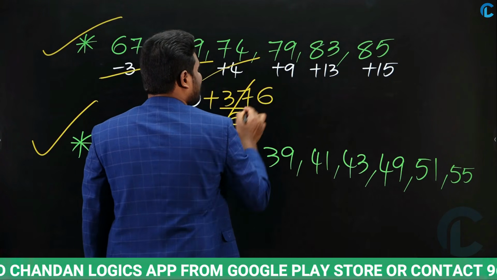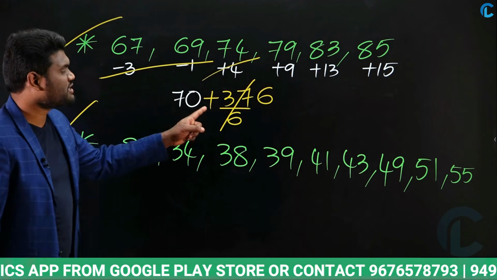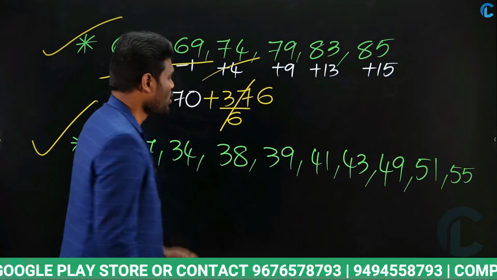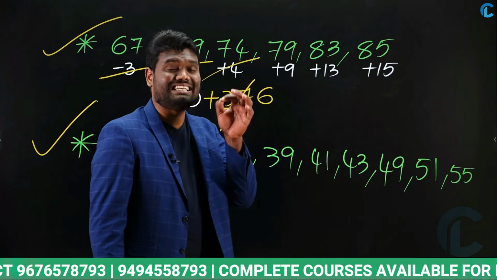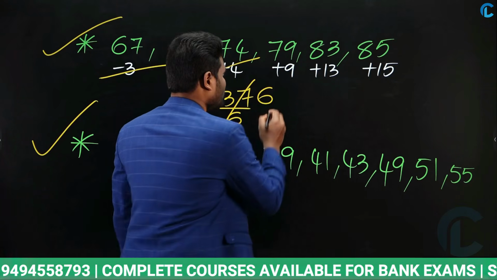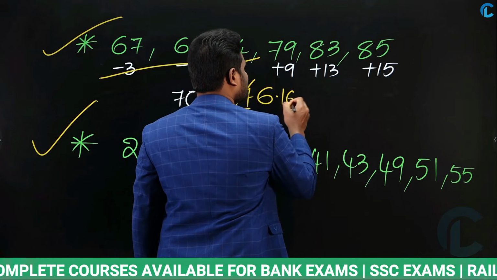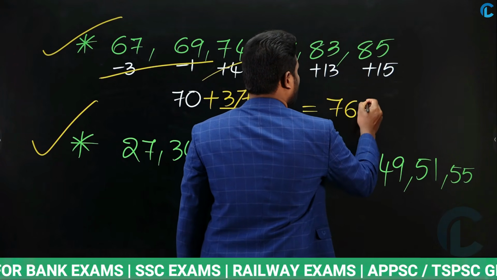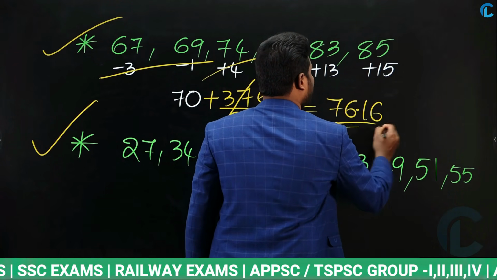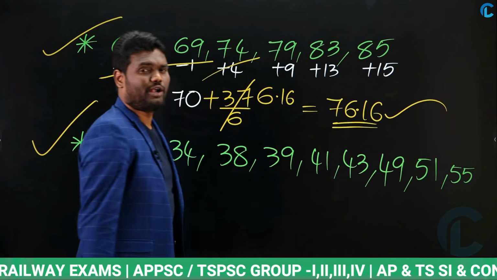Cancel it. 6 times 6 is 36. And how much remainder? 1 remainder. 1 by 6, we have already discussed in percentage. 1 by 6 is nothing but 16.66%. Now that 1/6 is going to be added to 70, so the average is going to be 76.16.